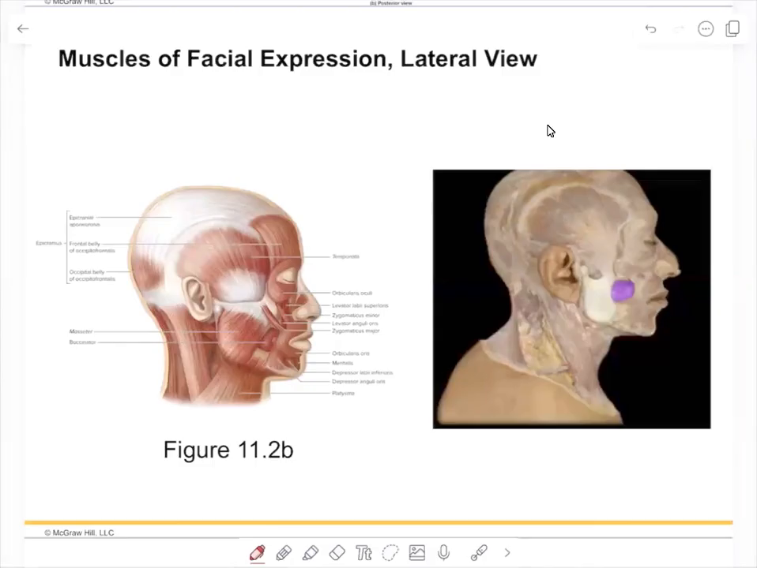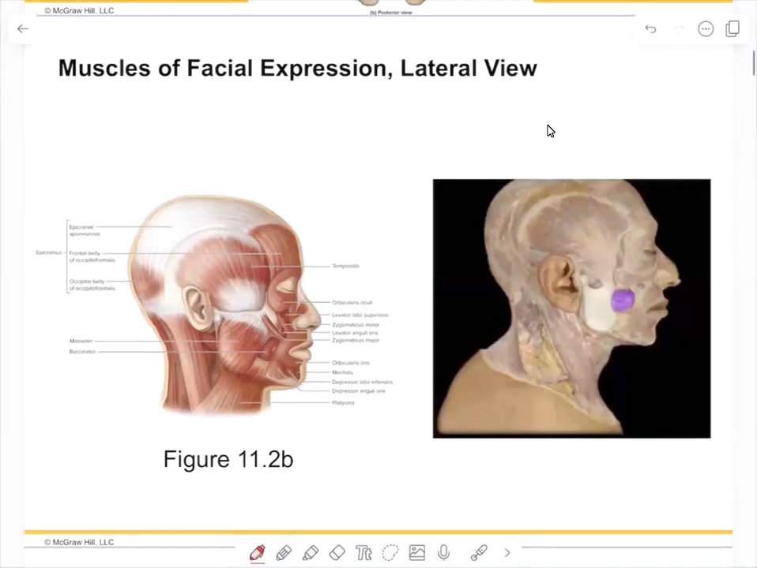The first group of muscles are the muscles for facial expression. So let's look at first at the diagram on the left-hand side of your slide. I want you to notice first the frontal belly is the same thing as the frontalis muscle. Also, the occipital belly is the same thing as the occipitalis muscle.